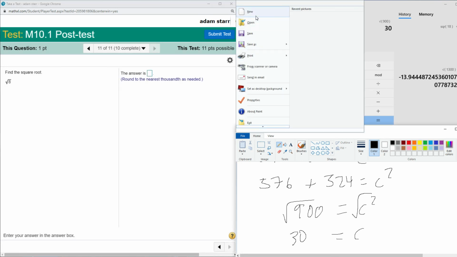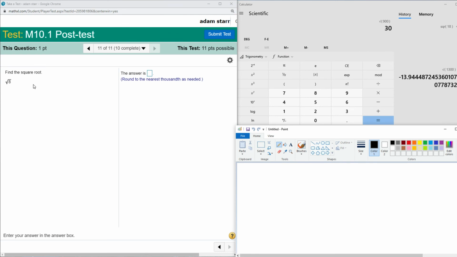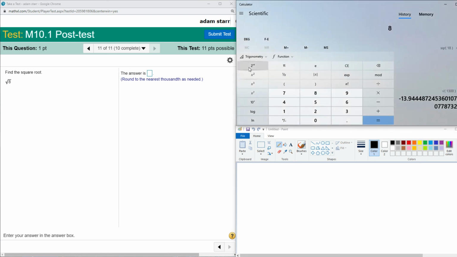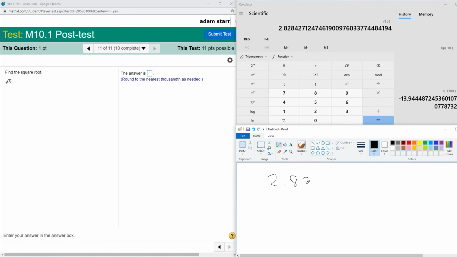Okay, and last question. It just says to find the square root. Okay, the square root of 8, which is not a perfect square. So we're just going to put that in the calculator. So I'm typing in 8, hitting the square root button. I get this long decimal. I have 2.82842. But it says to round to the nearest thousandth. So again, that's the third number after the decimal point. So I'm really looking at the fourth number, which is a 4, which tells me my 8 is going to stay at an 8. So rounded, 2.828.